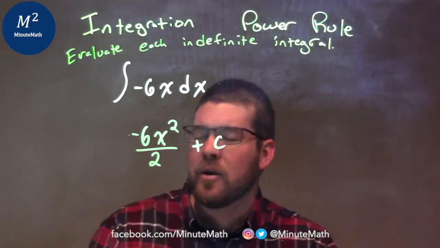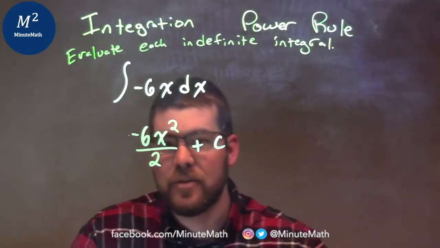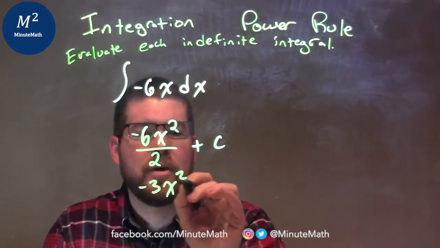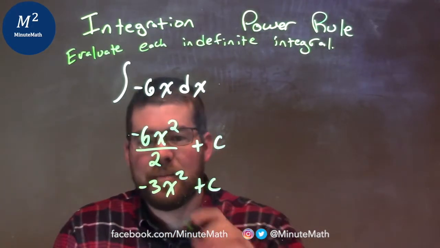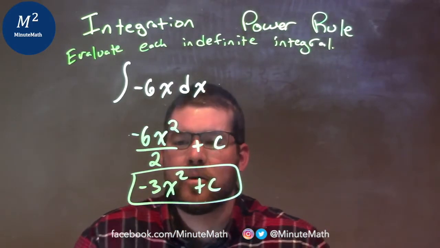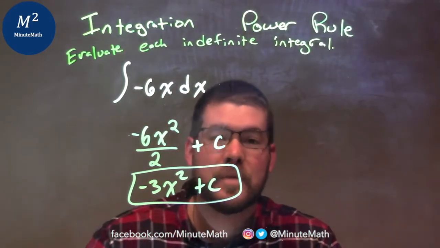So now we've taken the integral, right? But now we can simplify. So negative 6 and 2 simplifies to negative 3, so negative 3x squared plus c. And that's it. Our final answer right here is pretty easy and quick here. Our integral is negative 3x squared plus c.